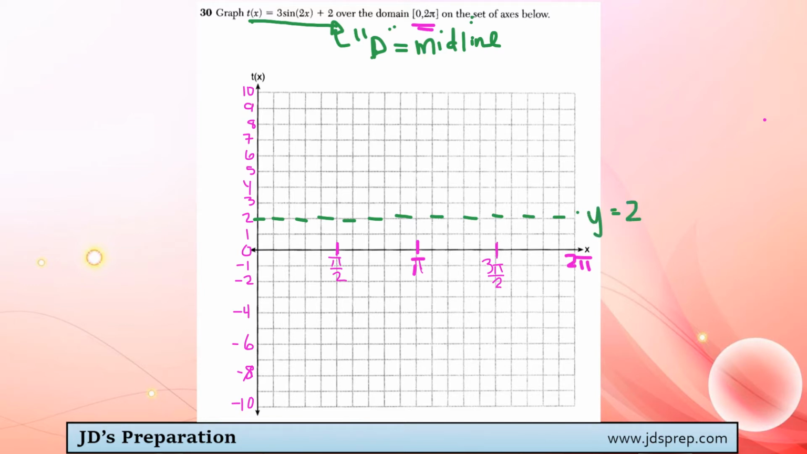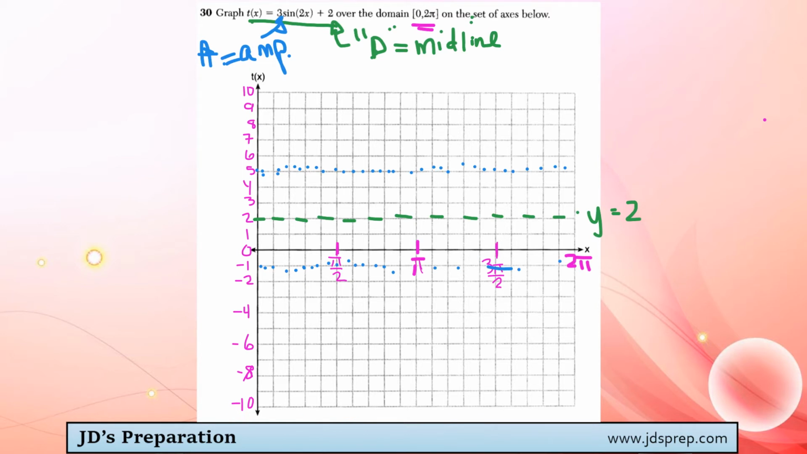Okay, now the other important information we're given is our a value in this equation, which is equal to 3, and a represents the amplitude. Visually, the amplitude is the distance from the midline to a maximum point, as well as the distance from the midline to a minimum. So our max values will be along the line y equals 5, and our min values will be 3 less than 2, which is -1. So along here will be our minimums.